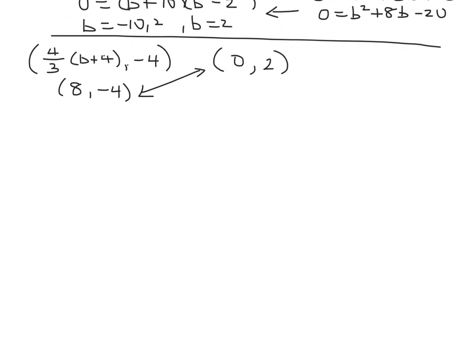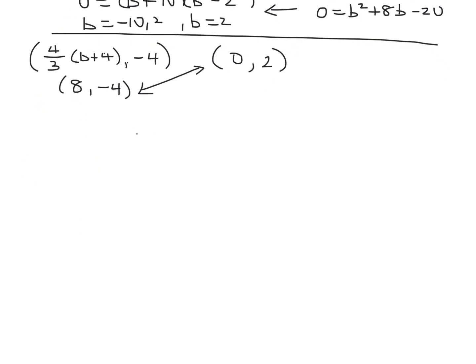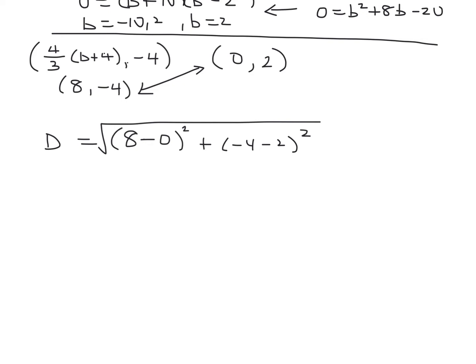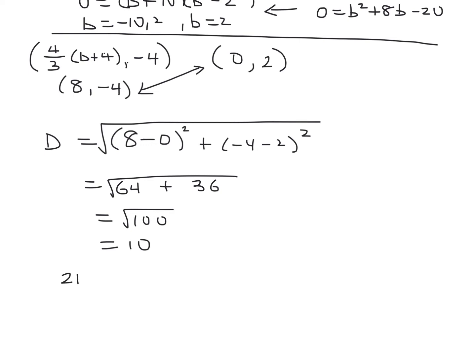All right, so the distance formula for those two would be 8 minus 0 squared plus -4 minus 2 squared. And that is the diameter of the circle. And of course, you have to take the square root. This is 64. This is -6 squared, 36. This is the square root of 100, which is 10. Well, diameter is equal to 2 times the radius. So the radius is 10 divided by 2, which is 5.